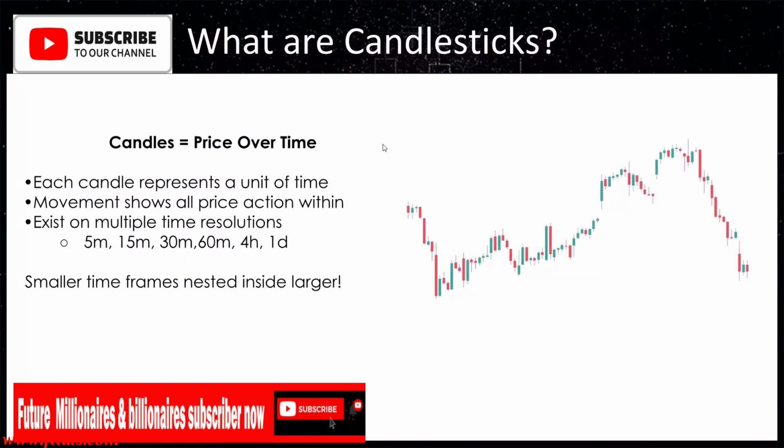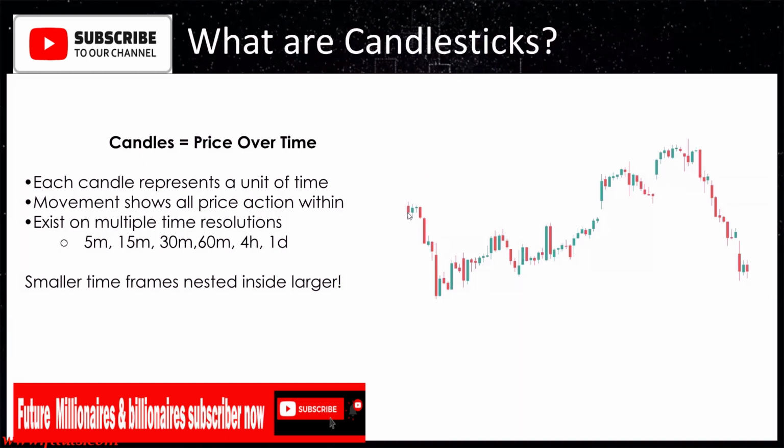So let's talk about candles and price over time. One candlestick on this chart represents one period of time, and that can be 1 minute or it can be 1 hour. In either case, this red candlestick that my cursor is on now represents either 5 minutes or 1 hour, just like this is 1 hour, 2 hours, 3 hours, 4 hours, 5 hours, 6 hours, and so on. What's very important to understand is that if we're looking at 5-minute candles, 1, 2, 3 5-minute candles equals 1 15-minute candle. So movement shows all price action within the period.